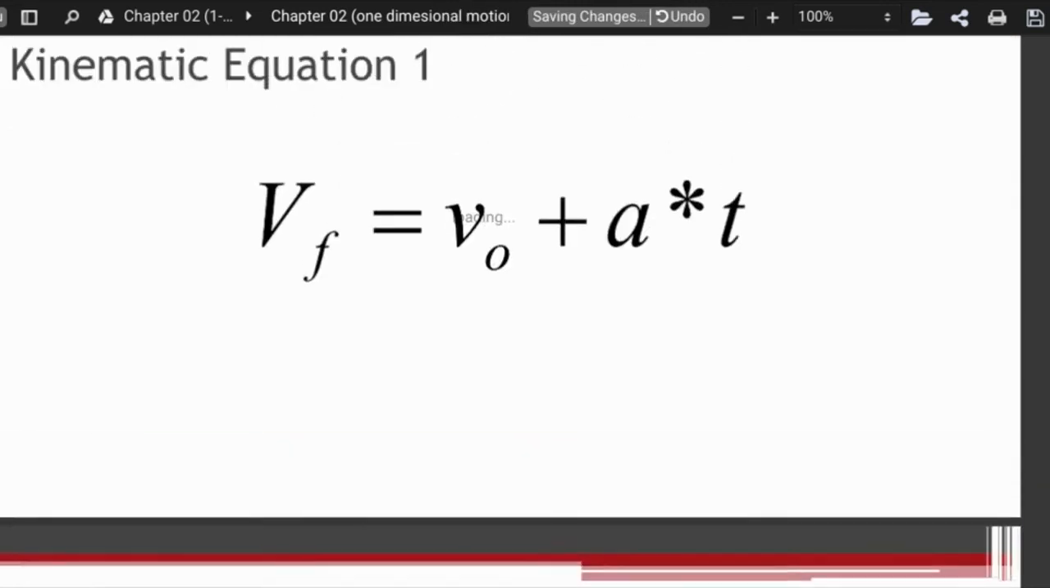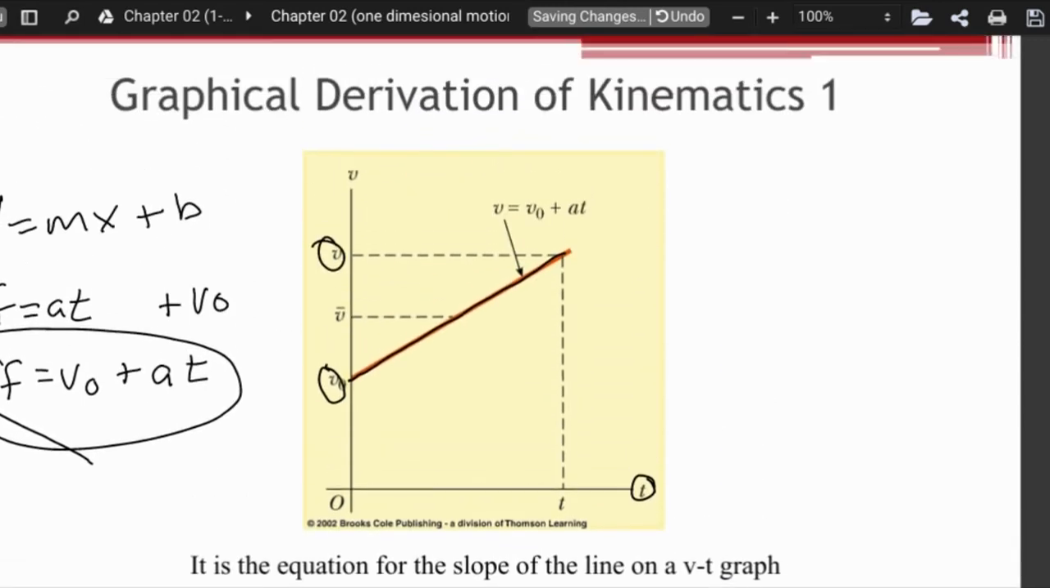Let's go back to that graph we just looked at. You can see this here, that when the line has a constant slope, the average is the number that's right in the middle of that line. That only happens when acceleration is constant.